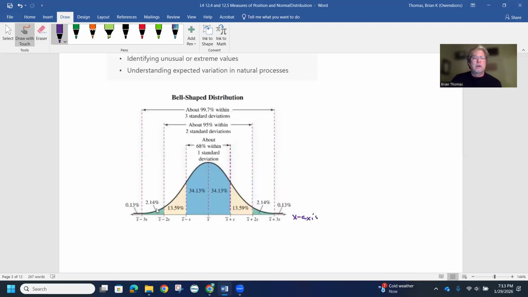And then we have the area of the curve here. Notice how the area of the curve is going to be percentages. So if we're within three standard deviations, notice that 99.7% of the data, which means almost all of it, is within three standard deviations. So if you're out past three, that is a very unlikely event.